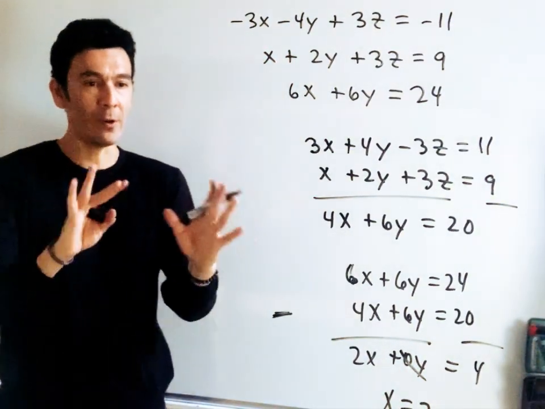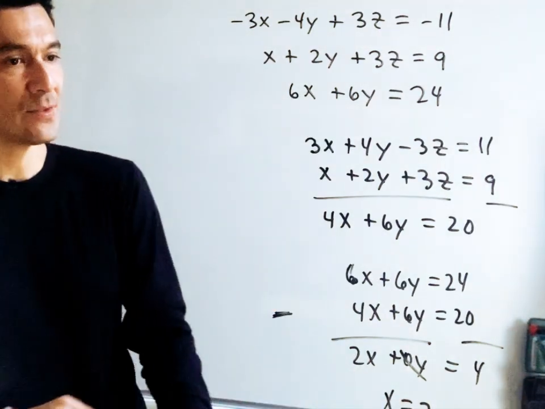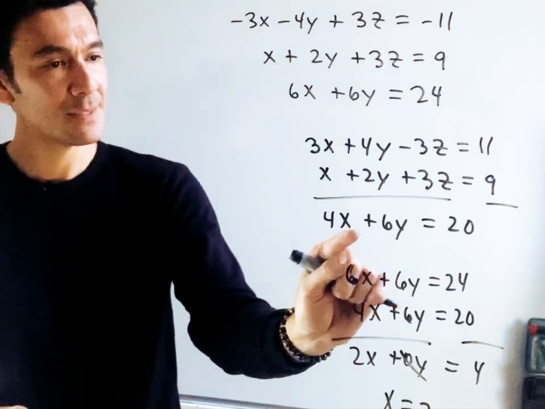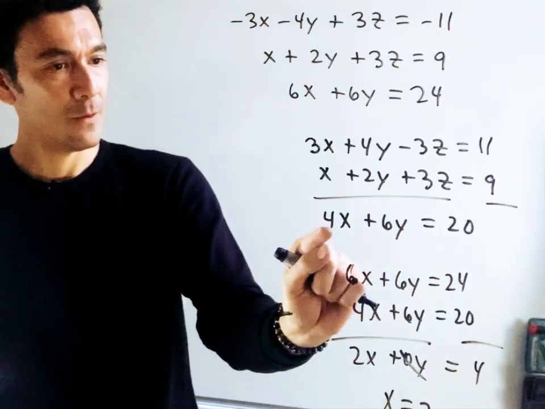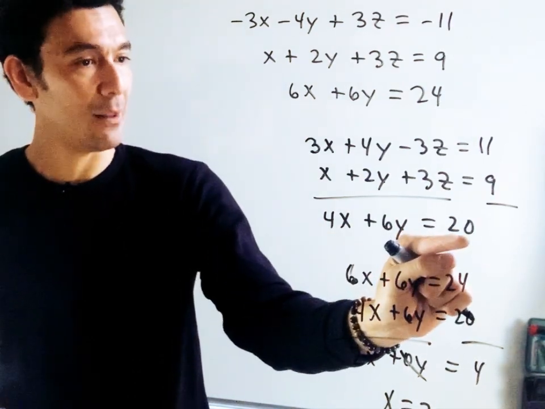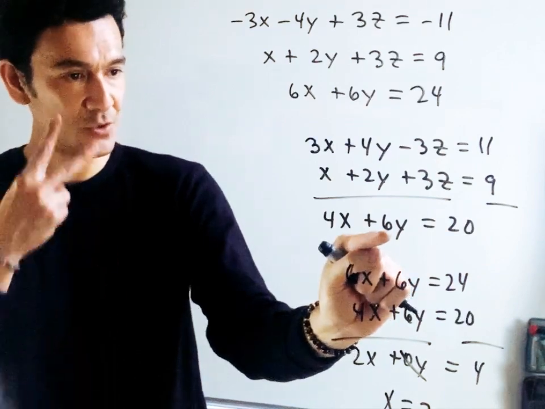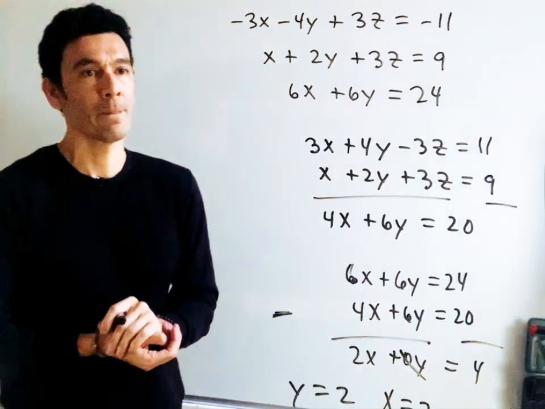Let's go somewhere else nearby to find y. Take 2 for x and plug it in there to get y alone. Let's do some mental math here. X is 2. 4 times 2 is 8. 8 away from 20 is 12. 12 divided by 6 is 2. So we just did mental math to find that y is 2.